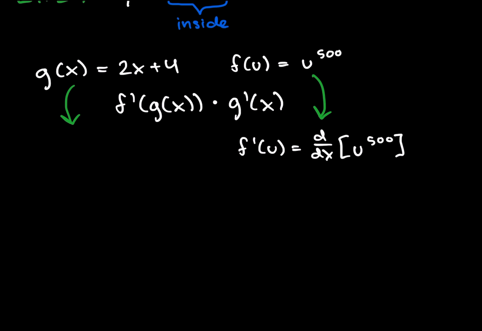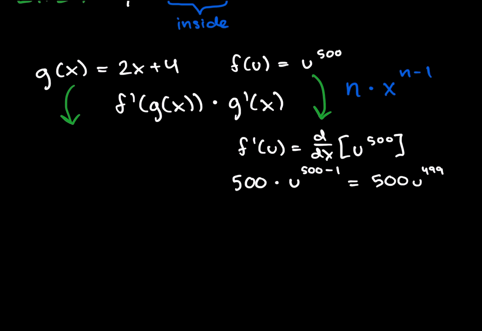Now, this goes back to our power rule that we saw earlier, where I'll rewrite it just in case. N times the variable to the power of n minus 1. In this case, our variable is u, so instead of x here, we will have u. So, to solve this, we will do 500 times u to the power of 500 minus 1, which turns out to be 500u to the power of 499.